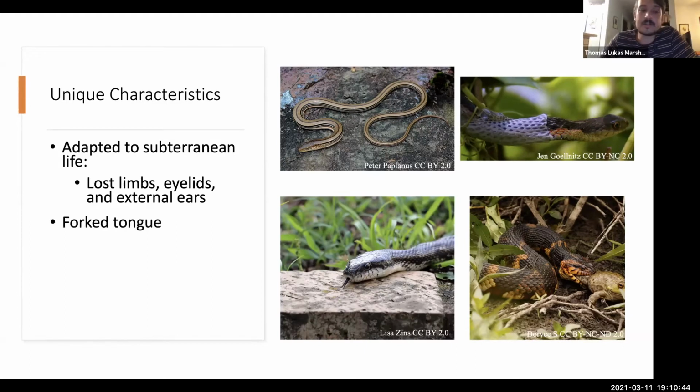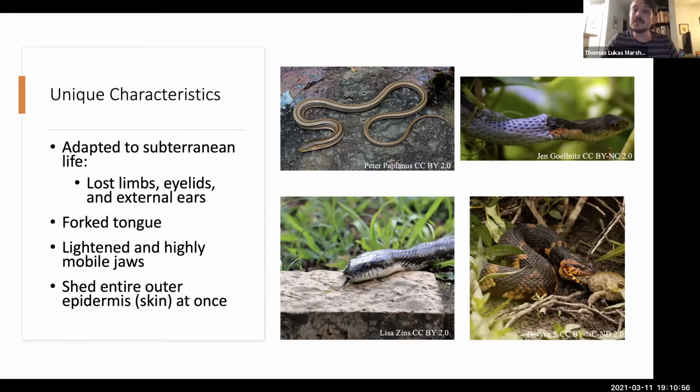Some other characteristics that snakes share are a forked tongue. They have lightened and highly mobile jaws that allow them to swallow and eat large prey items. And they shed their entire outer layer of their skin or epidermis all at once, whereas most lizards shed little pieces of their skin off over time.